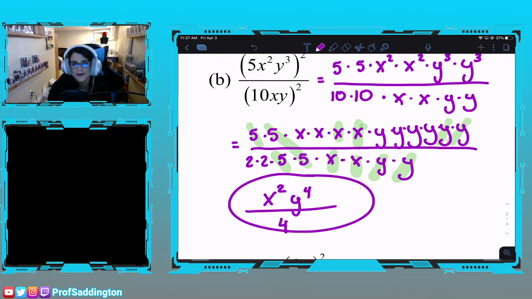Awesome. So that's all I'm going to do with you guys for today. And again, there are shorter methods to solving these, but expanding it out may be a little bit more work, but it's nicer to see everything simplifying out.